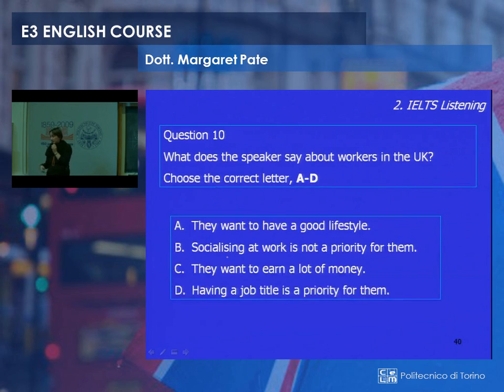Okay, so let's go back and listen to the final section. Choose the correct letter. Influencing belief in the company as a good place to work.